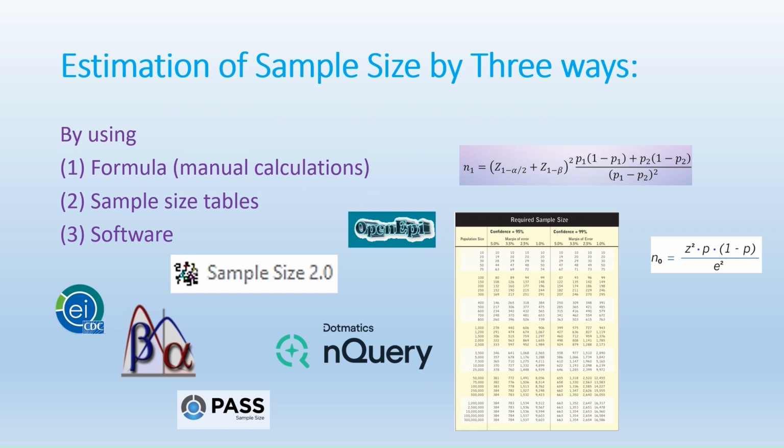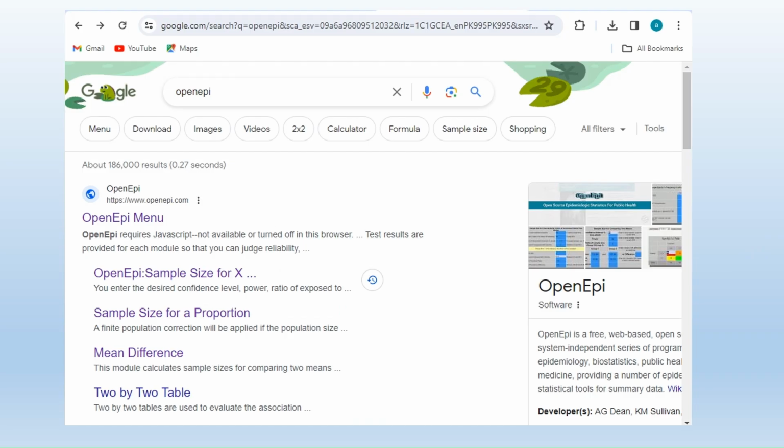There are three ways to calculate the sample size: by using formulas, manual calculation; by using sample size tables available on the internet; and by using different software like OpenEpi and Query Pass, etc. In this video lecture, we use OpenEpi software for sample size calculation.